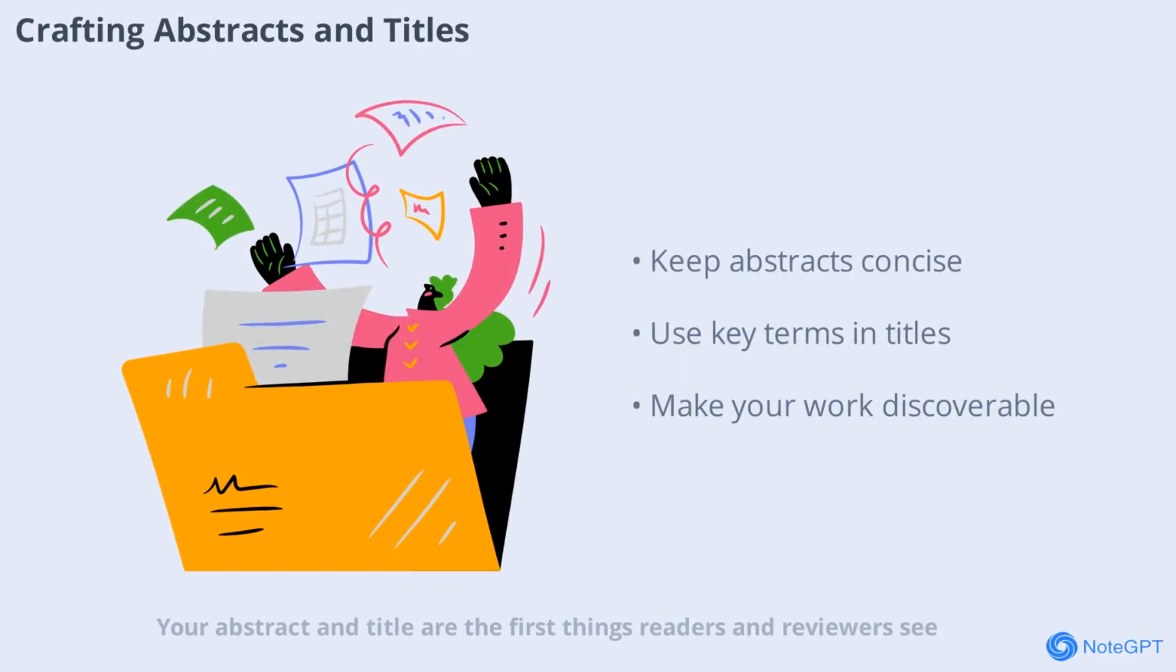Your abstract and title are the first things readers and reviewers see, so make them count. The abstract should be a concise summary, covering background, methods, results, and conclusions, no references or figures needed. It must stand alone and entice readers to explore your full article. The title should include key terms, reflect the main focus, and highlight what sets your study apart. Avoid vague phrases and use internationally recognized terms.